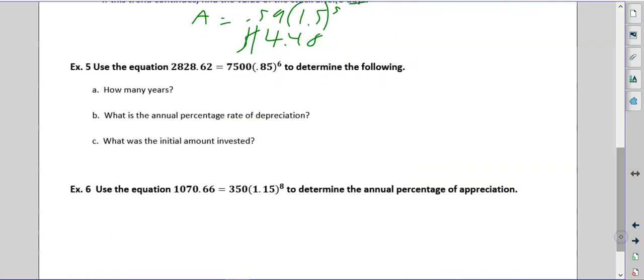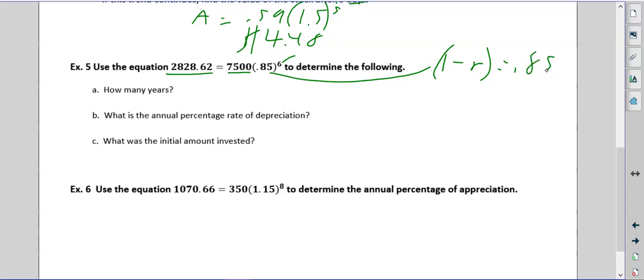All right, now here's an equation that's already given to you. Okay, we have all the information. So this is the future value, starting value, amount of time, and this is the factor. Remember, it's 1 minus something equals 0.85. So what is that something that was taken away to equal 0.85? 0.15. And really the way to do that is just algebra. Subtract 1, then divide by -1.